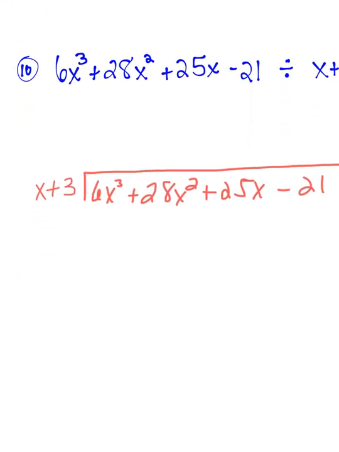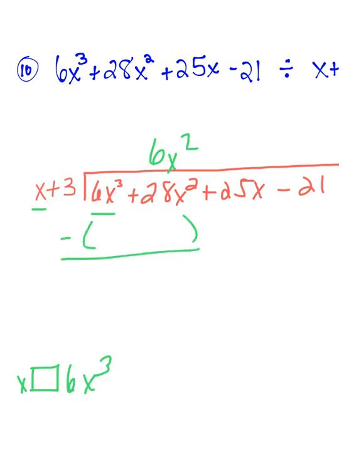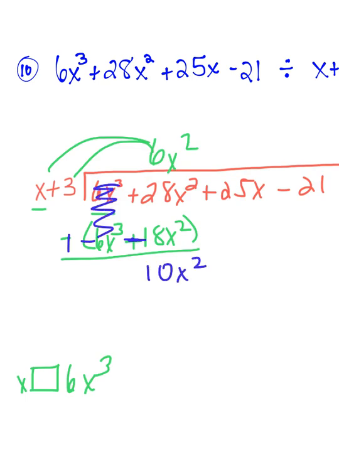Okay, let's go. First term into first term. X times what gives me 6x cubed? 6x squared. So before you do any multiplication, get your subtraction set up. 6x squared times x is 6x cubed. 6x squared times 3 is plus 18x squared, correct? What do I do with that negative? Distribute, distribute, distribute. So I have 28 minus 18. 10x squared. What happens to my 6x cubes? And then what do I do with 25x?